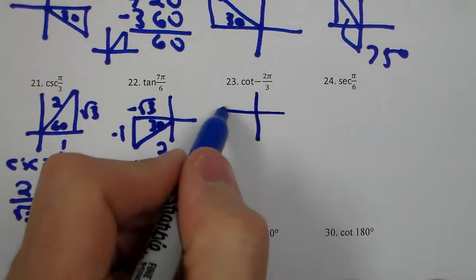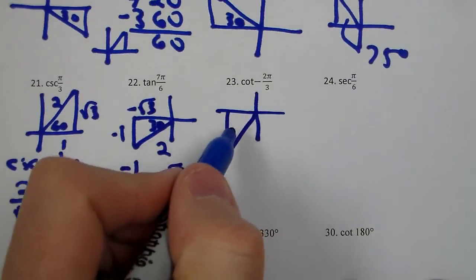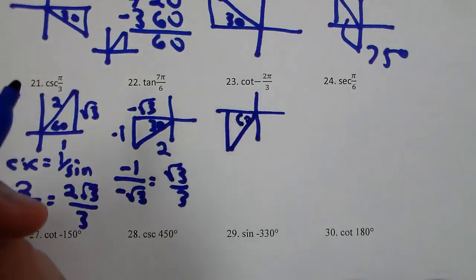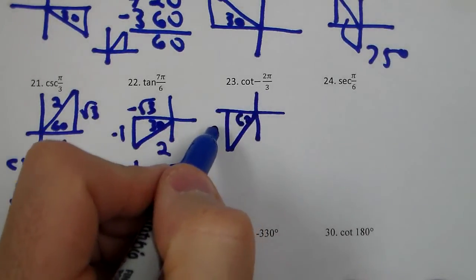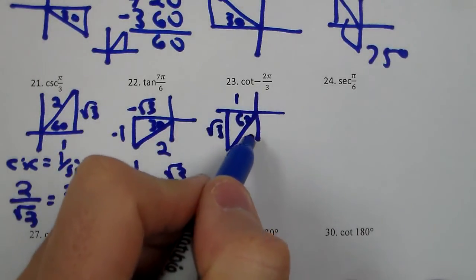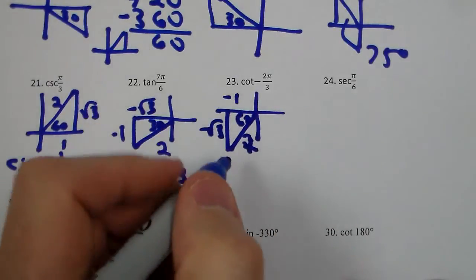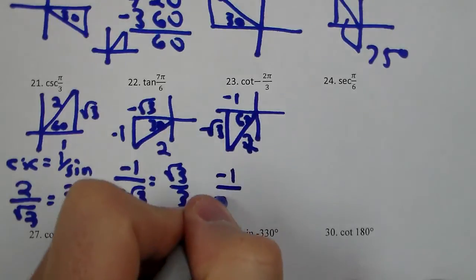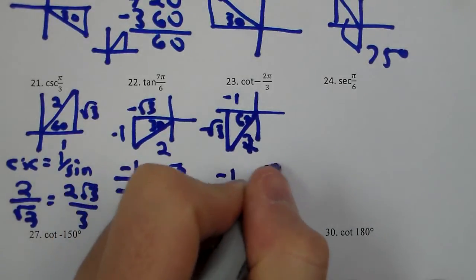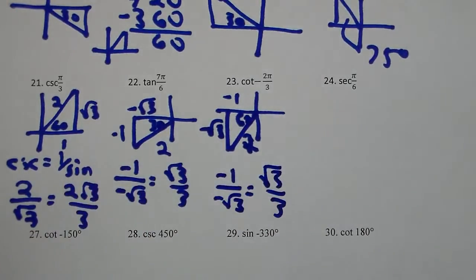Negative 2 pi over 3 is down in quadrant 3. It is a 60 degree reference angle. We're going to go root 3, 1, and 2 with both of those negative. Cotangent is adjacent over opposite, so that's negative 1 over negative root 3, which is root 3 over 3.